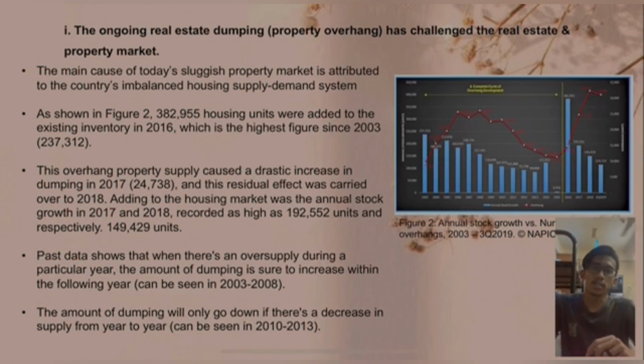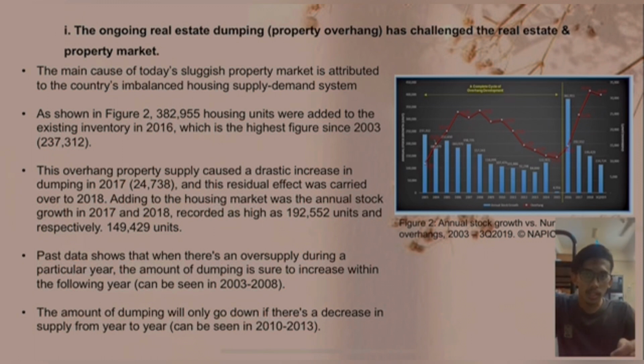First, the ongoing real estate dumping and property overhang have challenged the real estate and property market. The main cause of today's sluggish property market is attributed to the country's imbalanced housing supply-demand system. As shown in Figure 2, 382,955 housing units were added to the existing inventory in 2016, which is the highest figure since 2003.